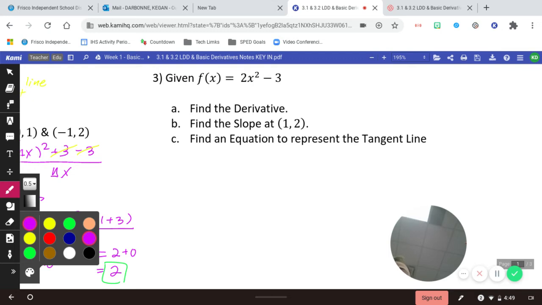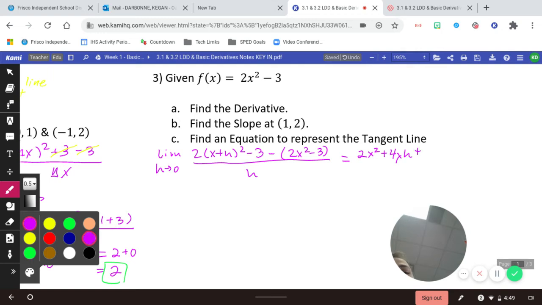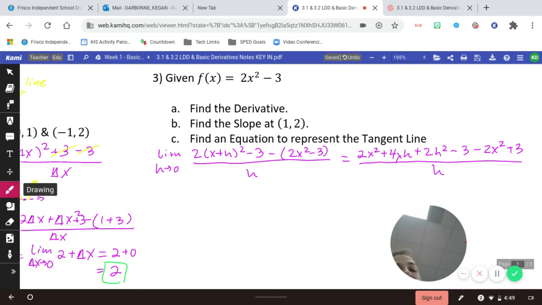So finding the derivative, we're going to plug it into our limit as h approaches 0. So the limit as h approaches 0 of (2(x plus h) squared minus 3) minus (2x squared minus 3), all over h. FOIL and distribute, that would give us 2x squared plus 4xh plus 2h squared minus 3 minus 2x squared plus 3, all over h. We should get a bunch of things that cancel out.